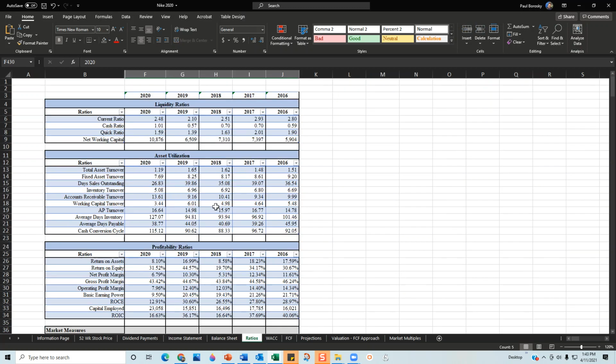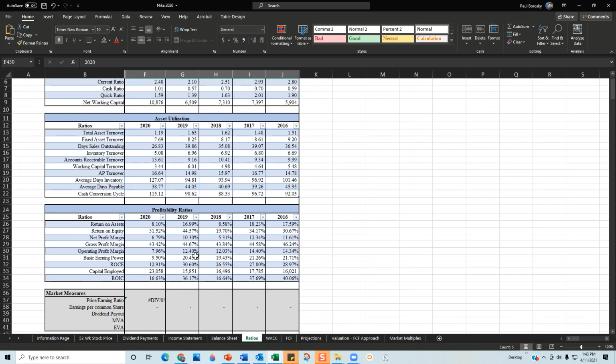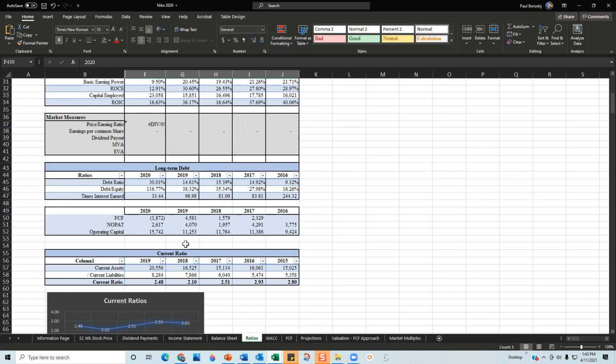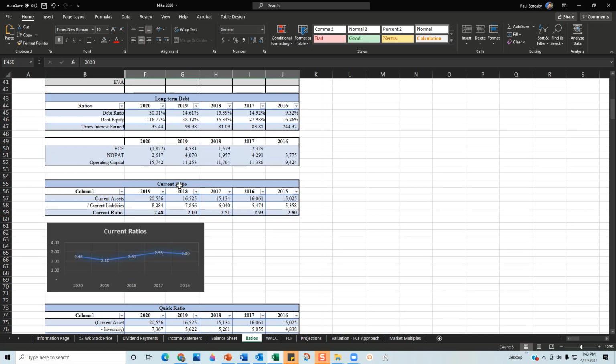The next thing that I did was calculate ratios. About 15, 20 different ratios right here. I calculated popular ratios from the various categories: liquidity, assets, profitability, and debt for the last 5 years. And then in my financial report, I included the calculations for each one of the ratios. For example, the current ratio from 2016 to 2020. I also showed you how I came about the calculation, which was current assets divided by current liabilities, and then I gave you the ratio.